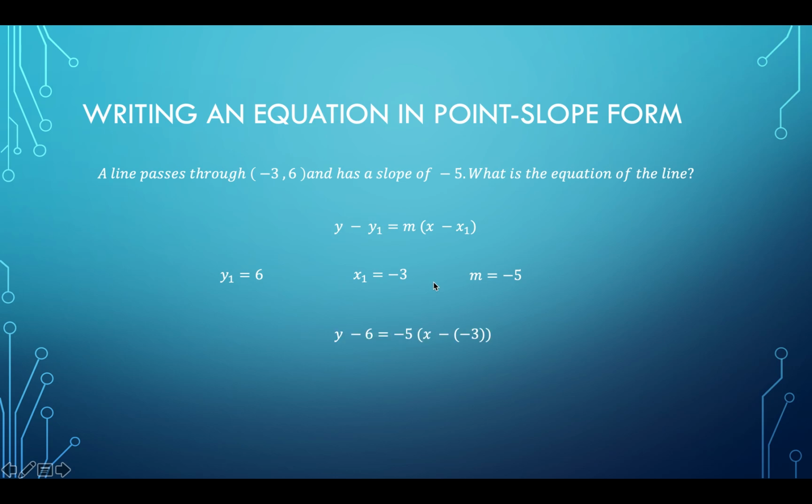So let's go ahead and do that. We're left with y minus 6 is equal to -5, and then in parentheses x minus -3. What's important here is, look, there's a minus sign right here, and this is a -3. You don't drop the negative off that 3, you carry it down throughout the problem. So when we do that, we have y minus 6 is equal to -5 times x plus 3. We've plugged everything in and gotten rid of the double negatives, and this is the equation in point slope form.